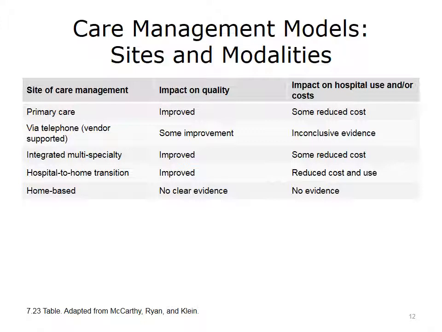When we have primary care integrated with multi-specialty care and care management is included as part of that model, for example, having health educators in clinics, we find that we have improved quality of care and some reduced costs and hospitalization. When we have models that include hospital to home transition, so for patients who are hospitalized and then transition to home, we have care managers deployed in those types of interventions and programs. We often find improved quality and reduced cost and utilization.